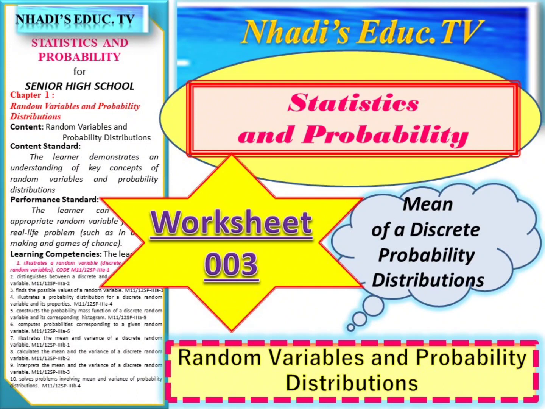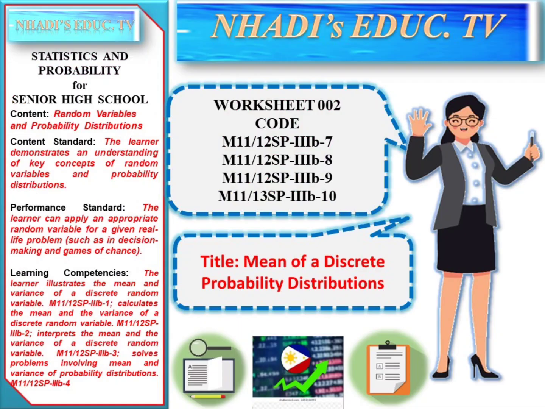We are in Statistics and Probability for Senior High School. Chapter 1, Random Variables and Probability Distribution. Worksheet number 3. The title of this worksheet is Mean of a Discrete Probability Distributions. Moving on to the learning competencies, we have 4 codes.